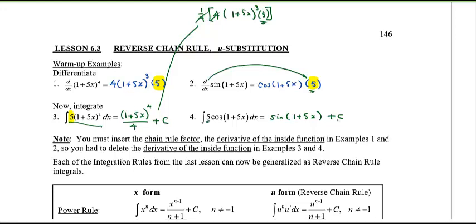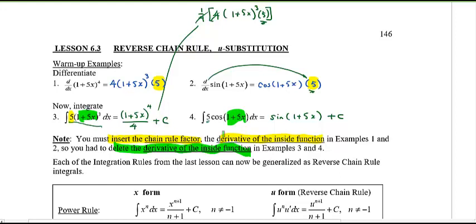So where did that 5 come from? Well, remember, that 5 came from the derivative of the inside function. So remember, when we're doing the chain rule, when I do the derivative, it's the derivative of the inside function. And in examples number 1 and 2, that happened to be the number 5. So when I go the opposite way, reverse chain rule, I had to then remove or delete the derivative of the inside function. And it just so happens that the derivative of the inside function happened to be, of course, 5.